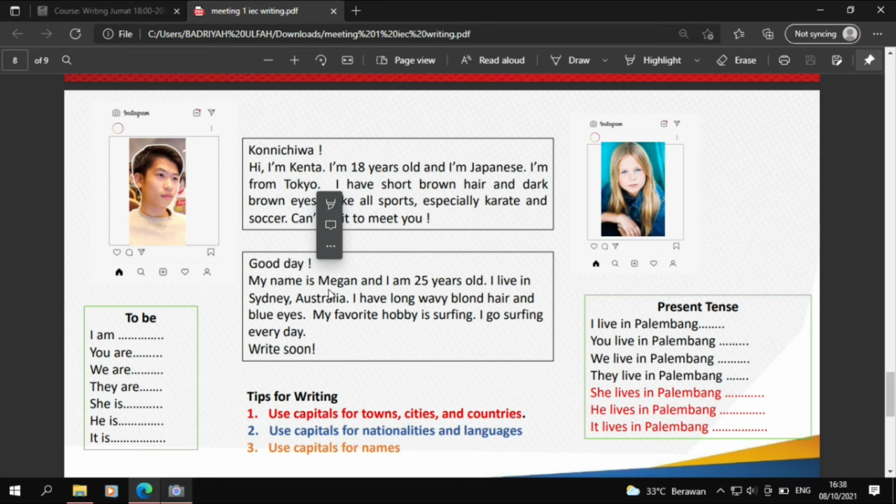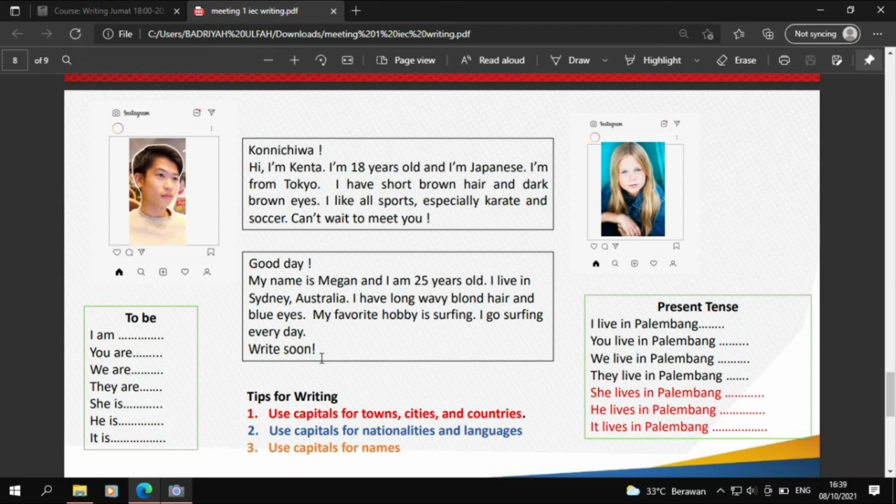My name is Megan and I am 25 years old, titik. I live in Sydney, Australia. Sydney-nya huruf besar, Australia-nya huruf besar. I have long wavy blonde hair and blue eyes, titik. My favorite hobby is surfing, period. I go surfing every day, period. Right soon! Exclamation mark, no period.